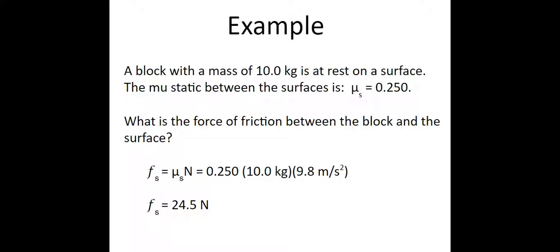The force of static friction would be the mu static times the normal force. When the block's at rest on a flat surface, the normal force is just equal to the weight of the block, or mass times gravity. If we take all these things and multiply them together, we end up with 24.5 newtons as the force of friction, and that's static friction.